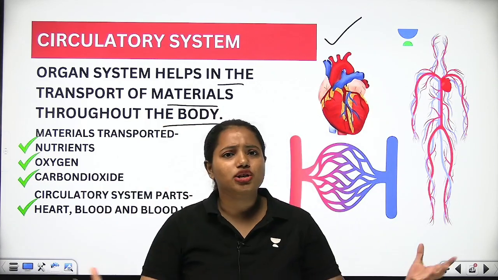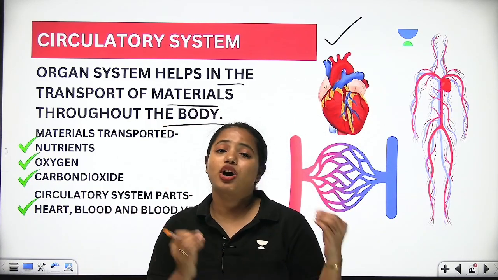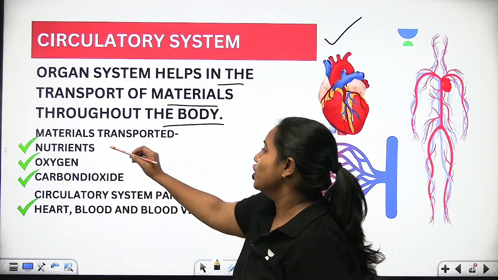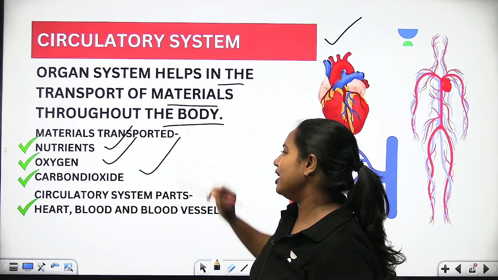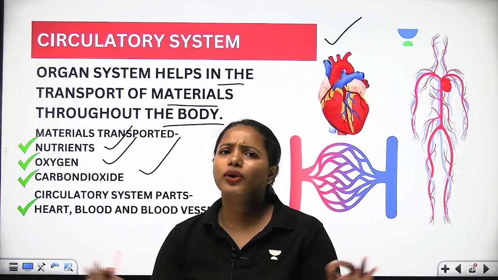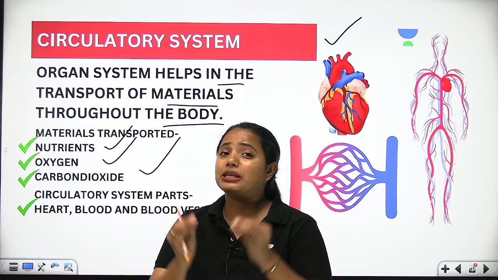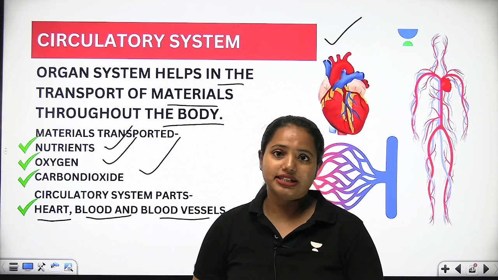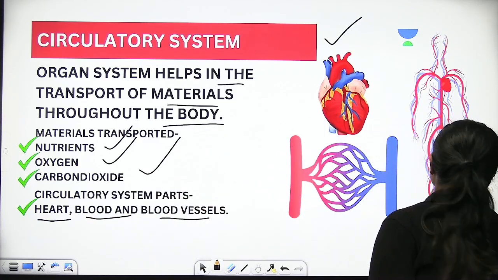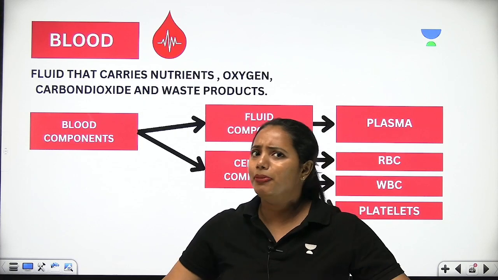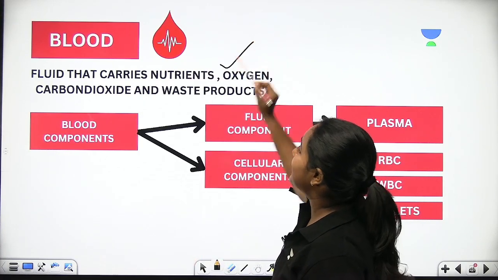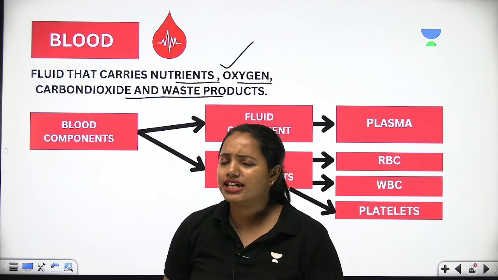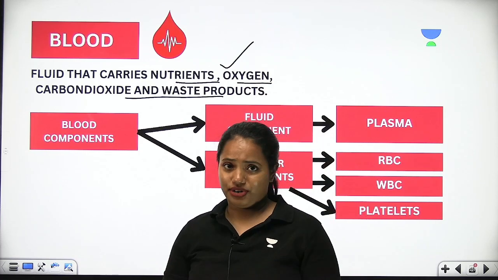The basic function of our circulatory system is the transport of materials. But what are the different types of materials that get transported? Nutrients, oxygen and carbon dioxide. When you talk about the circulatory system, it's essential to talk about the basic parts associated with it. It consists of heart, blood and blood vessels. Now we are moving towards the next concept, and it's all about the blood. Blood is a fluid that carries nutrients, oxygen and carbon dioxide. Not only that, it also carries waste products from different cells.